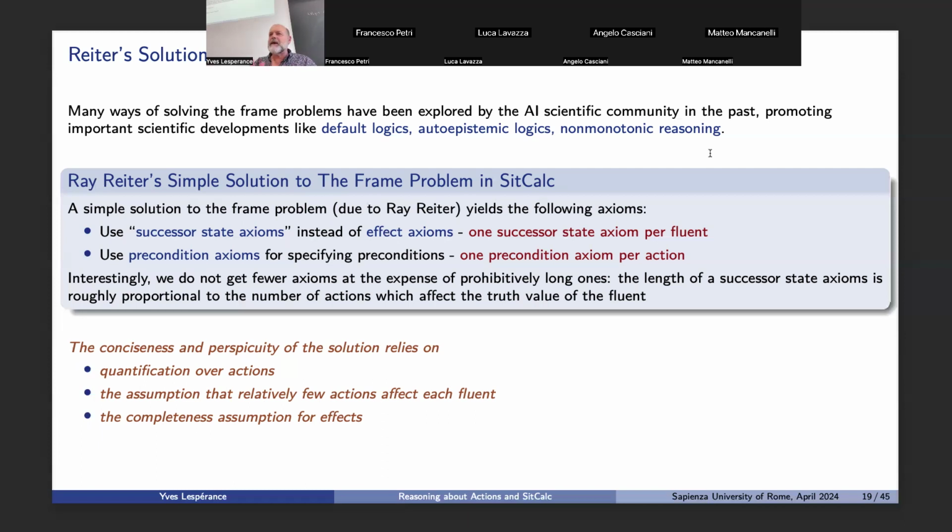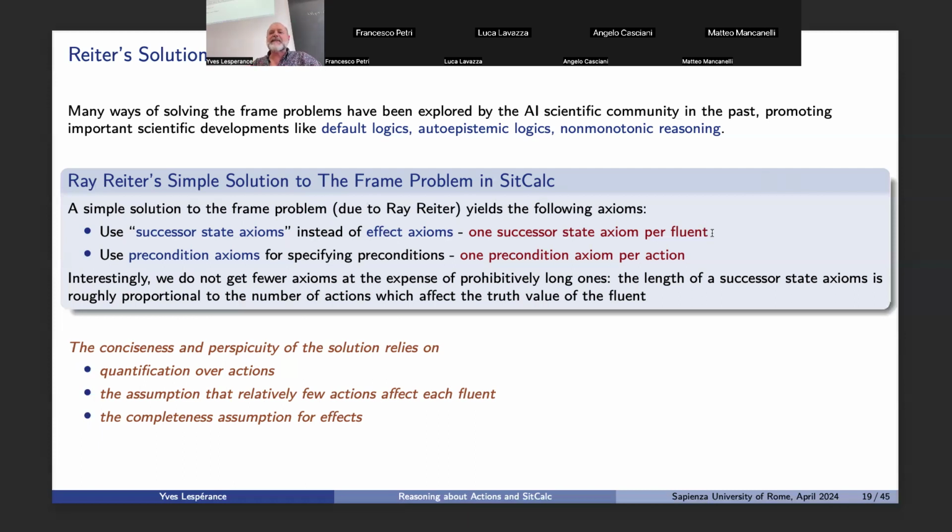But in the 90s, I guess Ray Reiter proposed this solution to the frame problem formulated within the situation calculus. And actually, this is a pretty simple solution. Not completely general, but it can be used to implement agents and so on. So let's look at that solution.